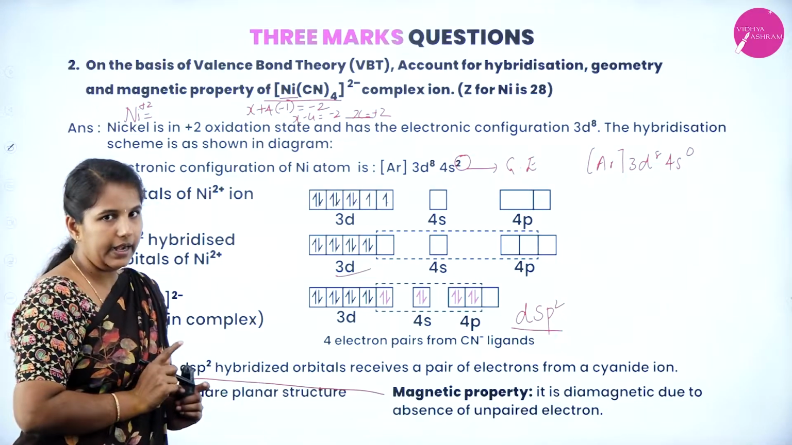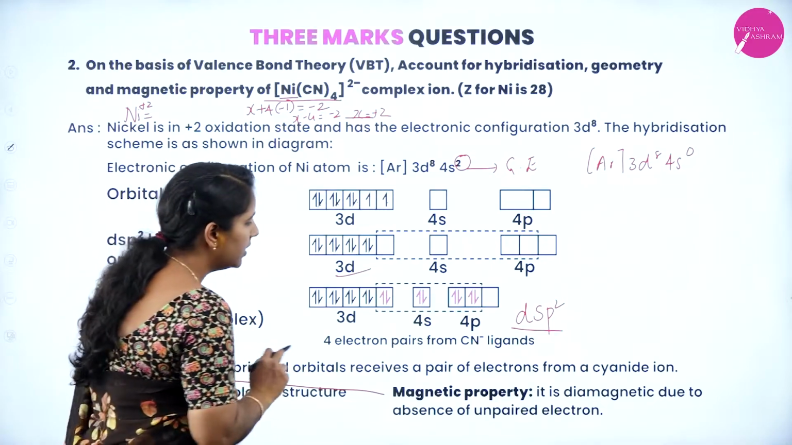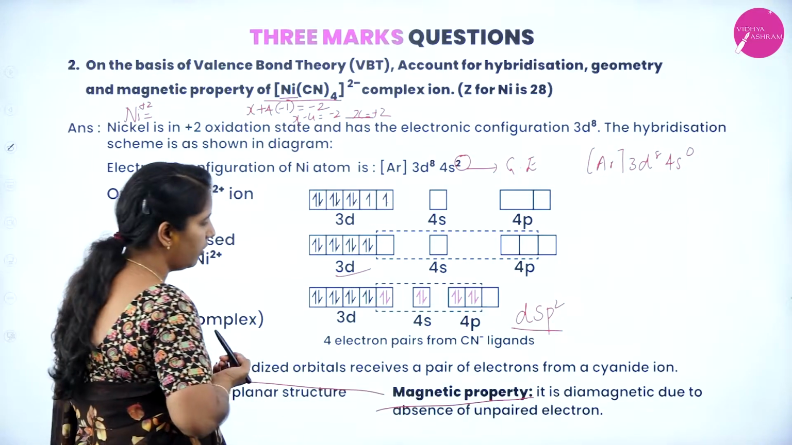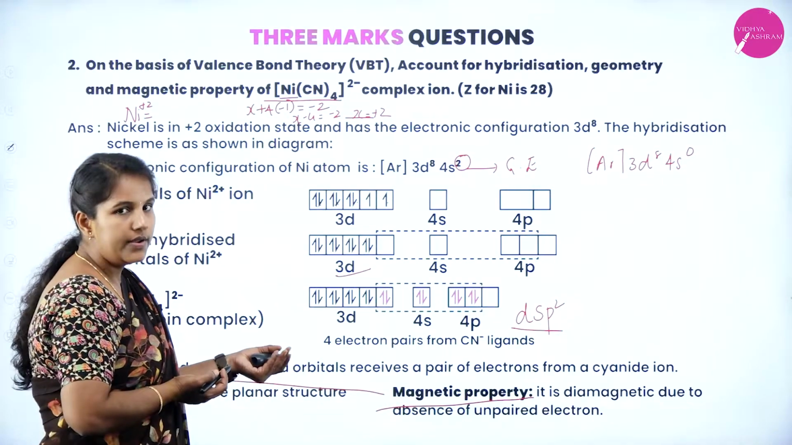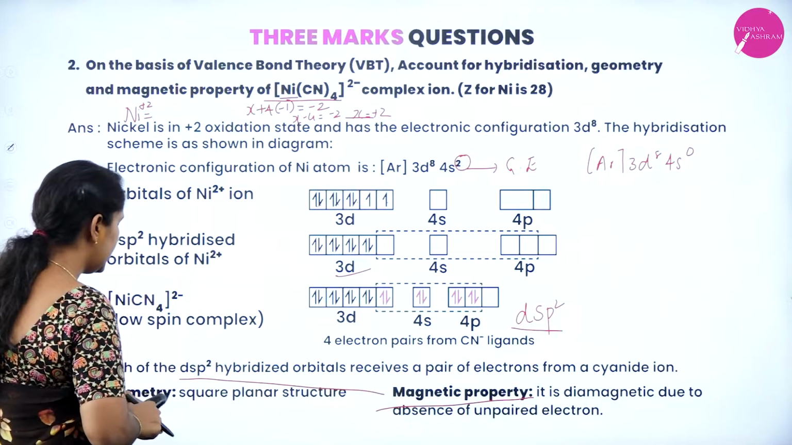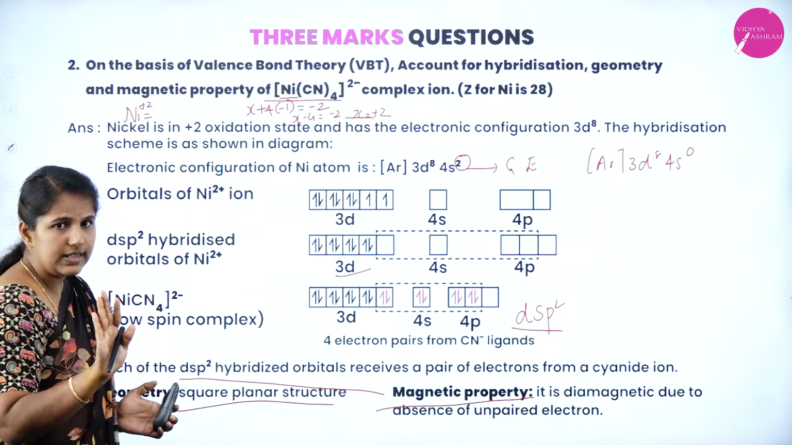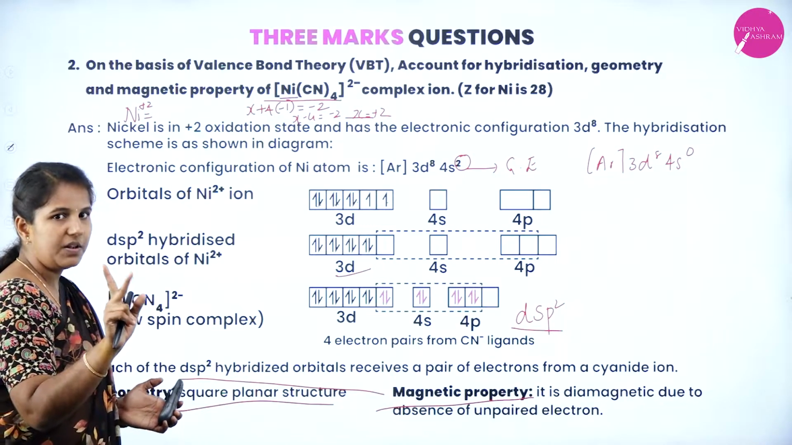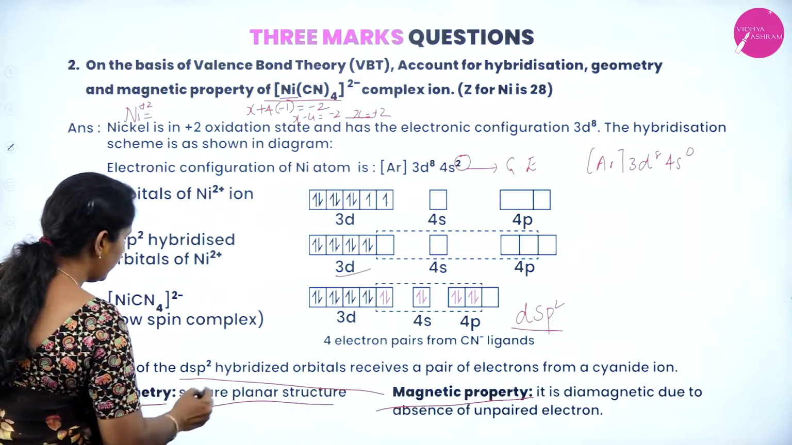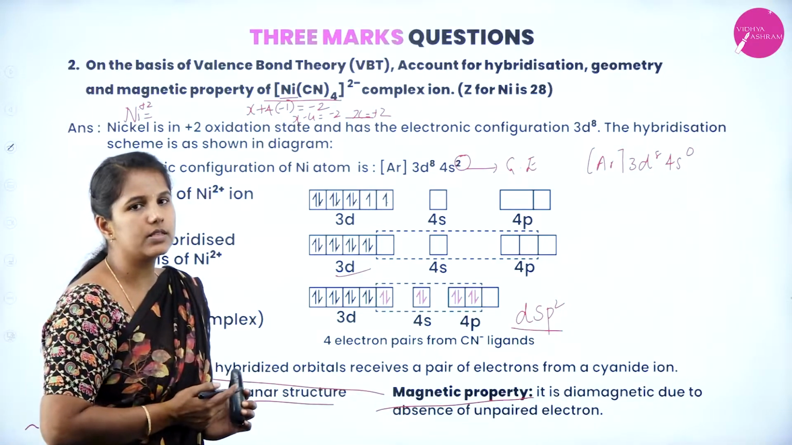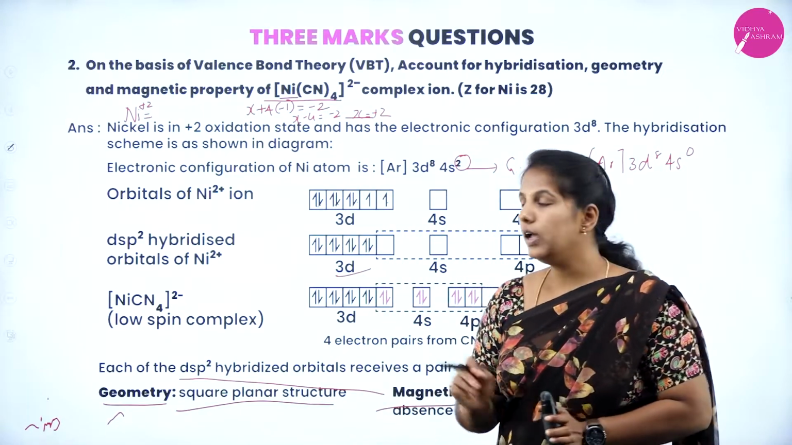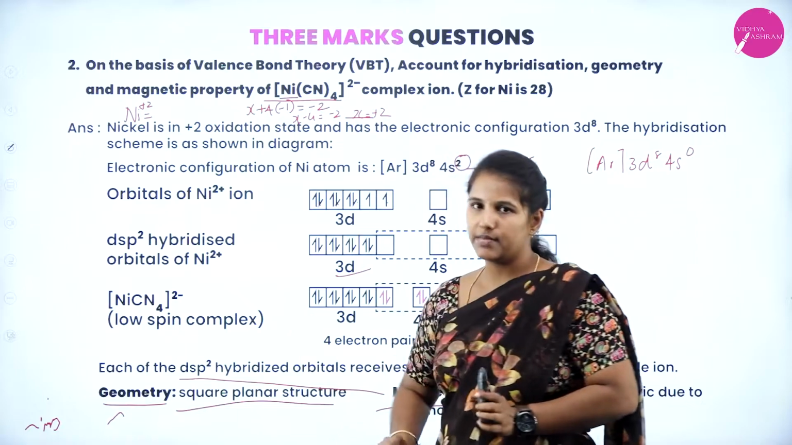Now we must know the magnetic behavior. Here you can see that there are no unpaired electrons after the hybridization of ligands with the central metal atom. Since there is no unpaired electron, it is diamagnetic in nature. As I said, there are 4 ligands and 2 possibilities: one is tetrahedral and the other is square planar. So the geometry of the complex for dsp2 hybridization is square planar. Okay. So this is how each and every point you have to write for the 3 marks.